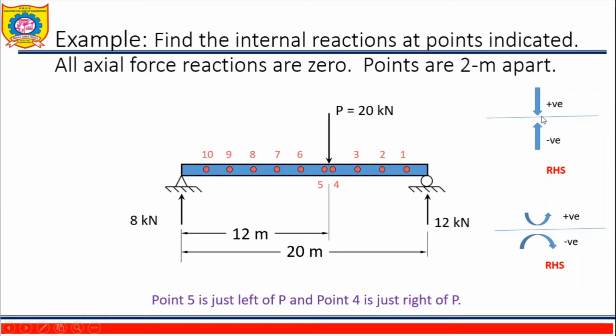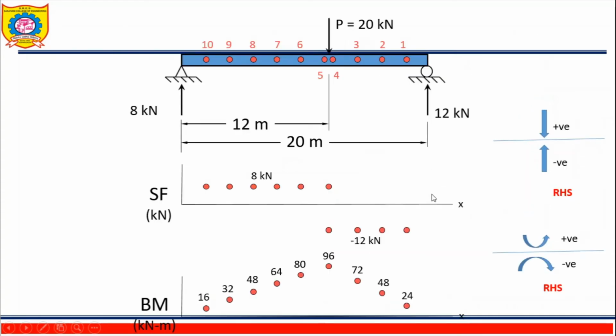So we are using the sign convention: whatever loads go downward are positive, and whatever reactions go upward are negative. Suppose we find the reaction, and at this point the reaction is going upward. So upward means negative sign, minus 12. At this point, the shear force is minus 12.